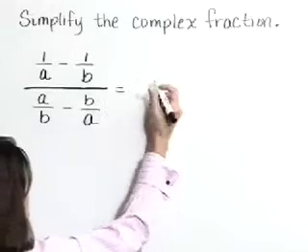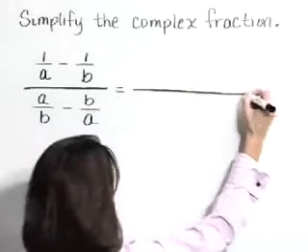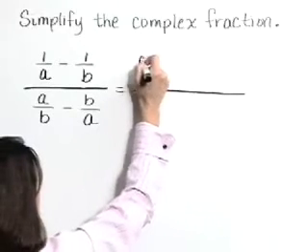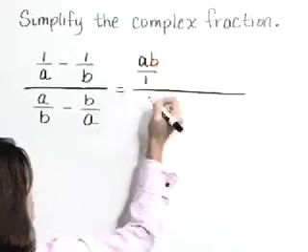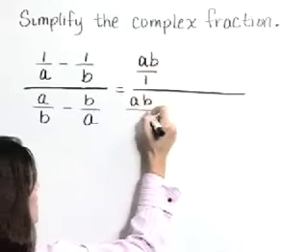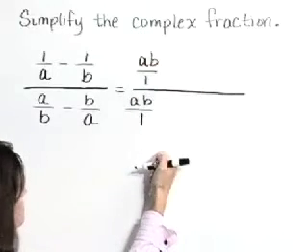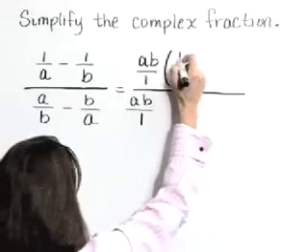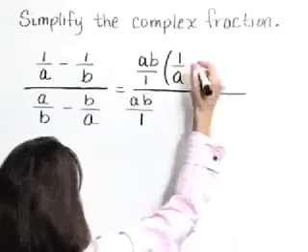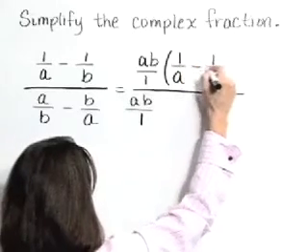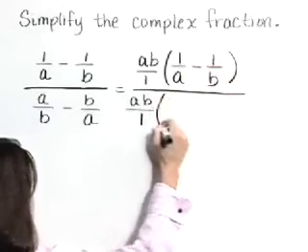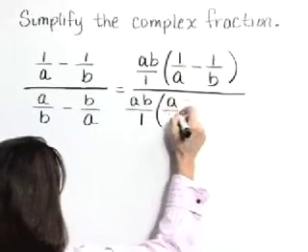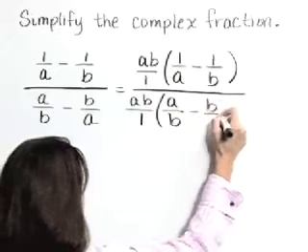So let's take this complex fraction, and we're going to multiply both the numerator and denominator by ab. And I'm going to write that as ab over 1, just so I can keep things straight. So we'll take that ab over 1 times our original numerator, 1 over a minus 1 over b. And we'll take ab over 1 times our original denominator, which is a over b minus b over a.